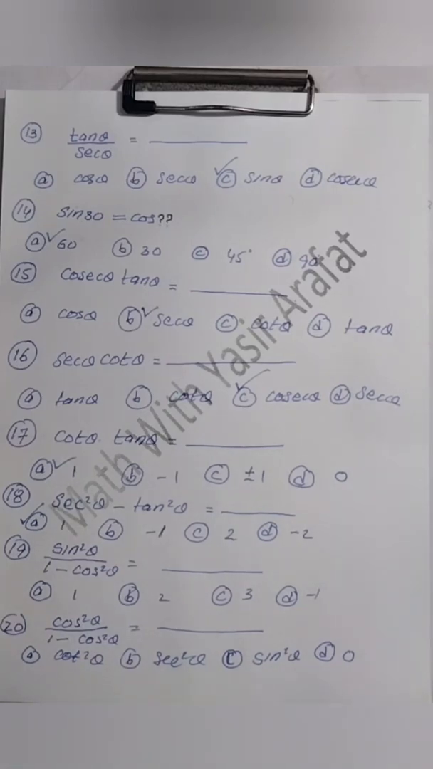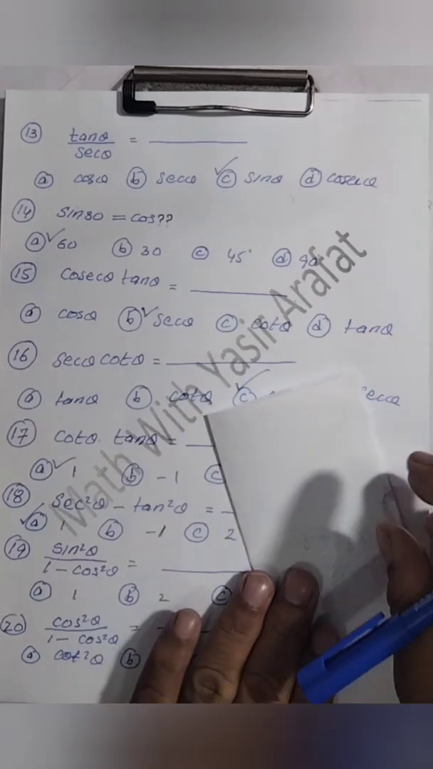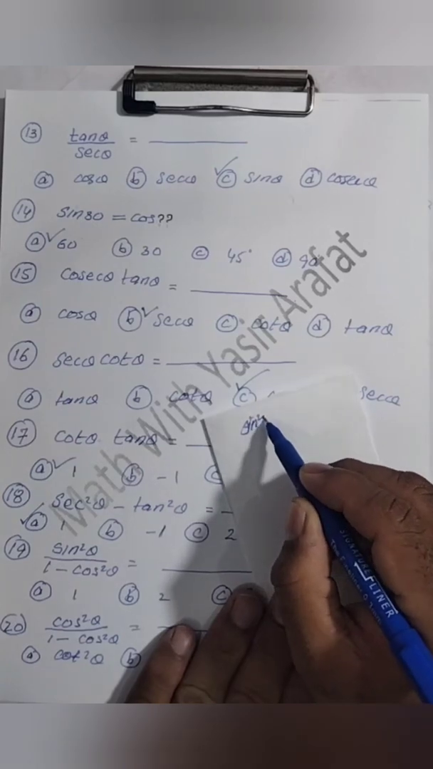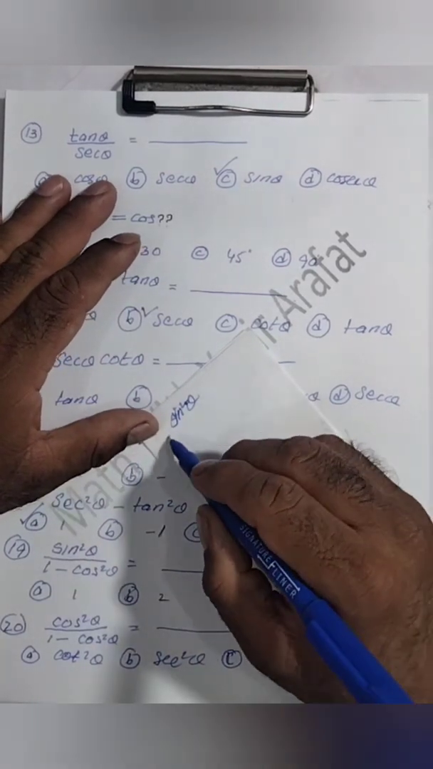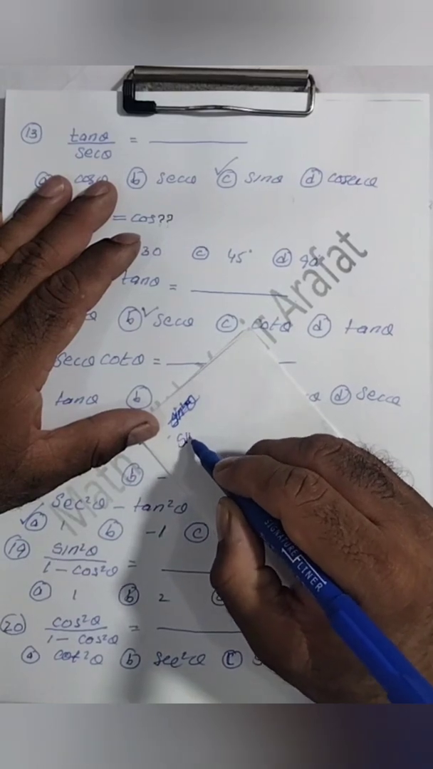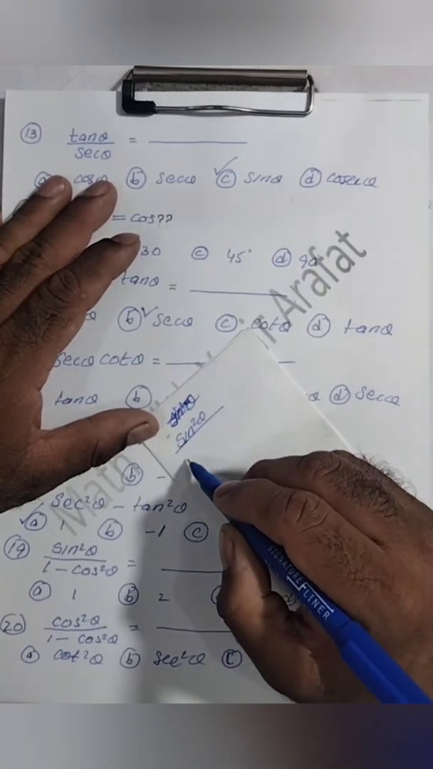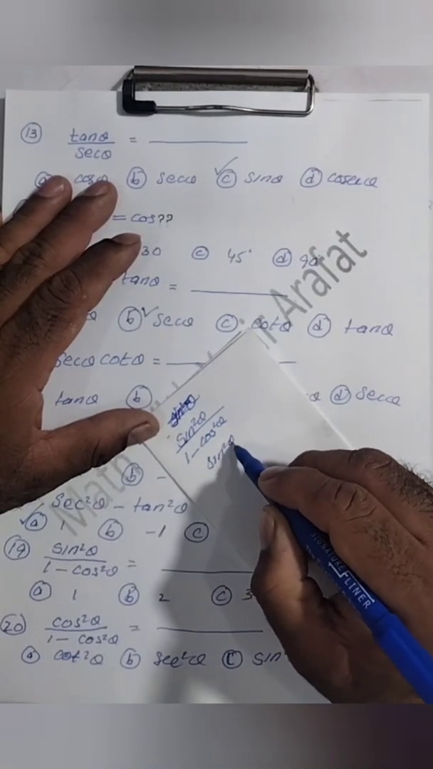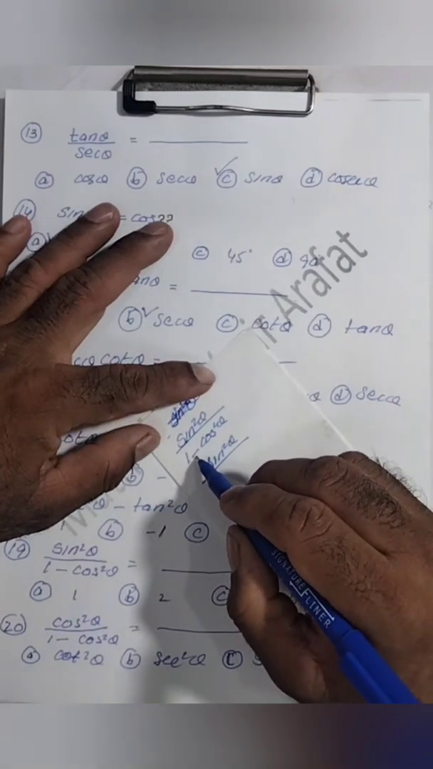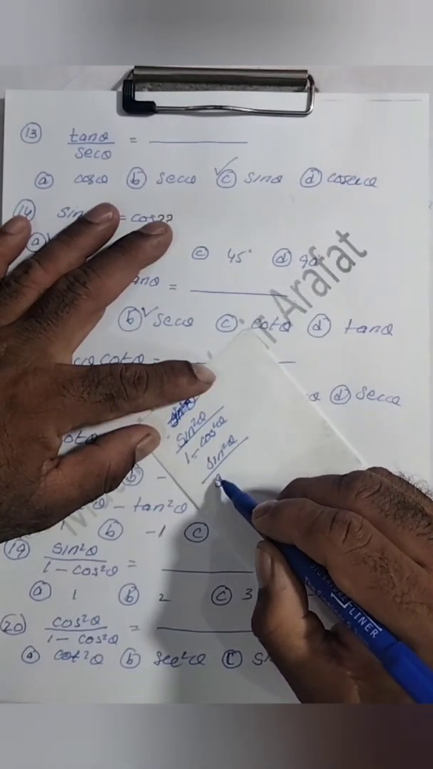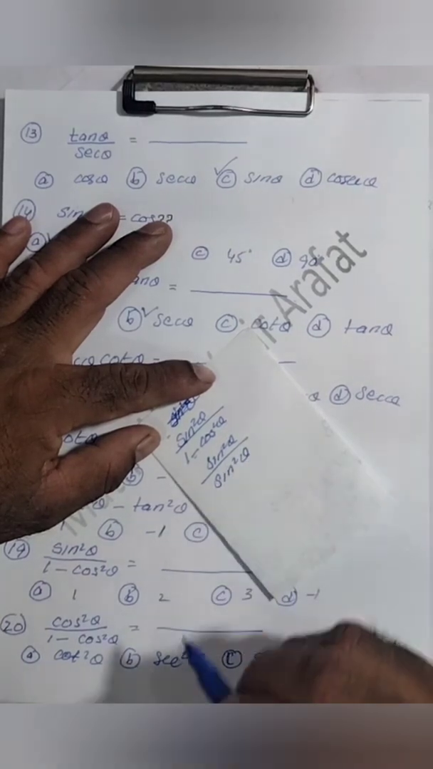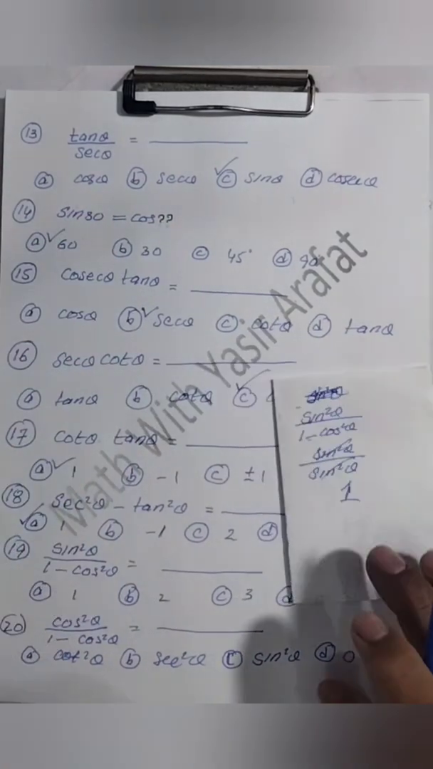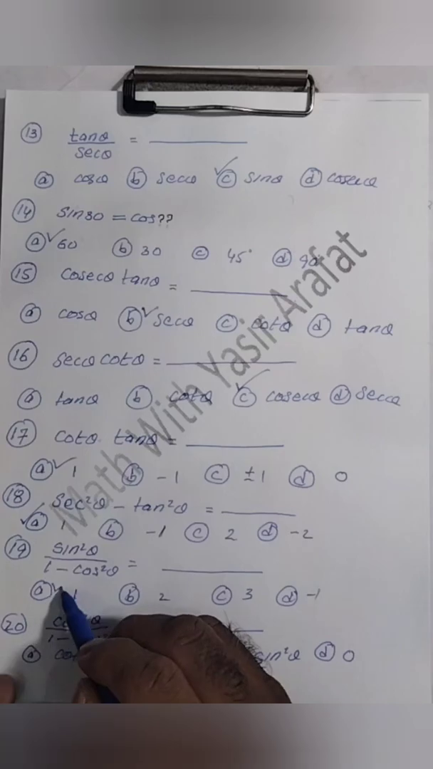Now come to the 19th MCQ here. This is sine square theta over 1 minus cos square theta. We have a basic formula: 1 minus cos square theta is equal to sine square theta. So this will cancel out with this one, and the result is 1. So the correct option is A, that is equal to 1.